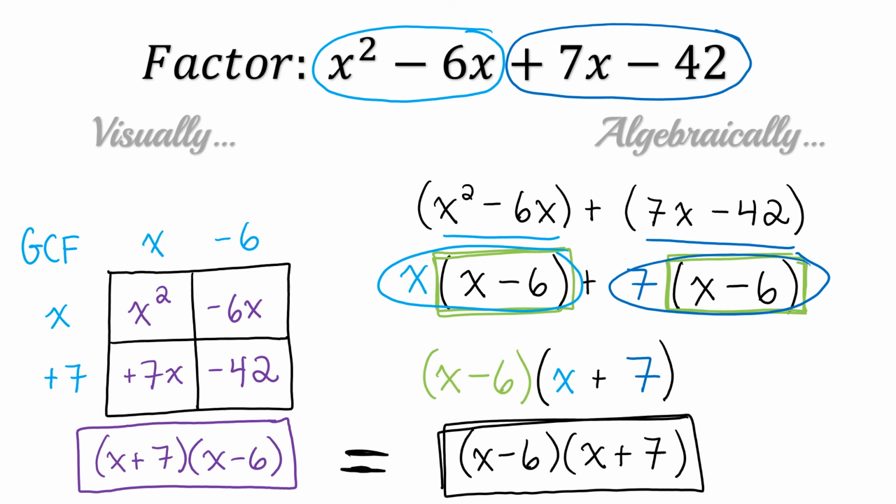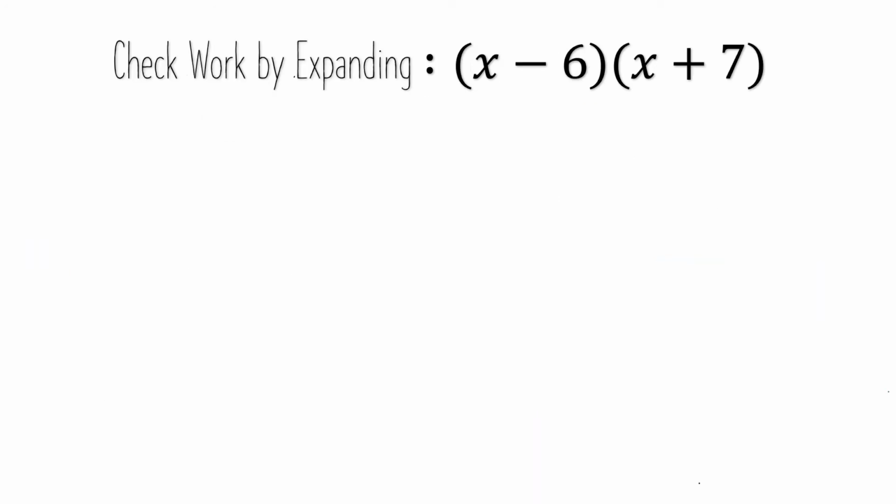These two expressions are equivalent, but let's check our answer by expanding just in case. So let's expand this. This time, let's use the arrows method. So we'll distribute the x to each term in the second binomial, and we'll distribute the minus 6 to each term in the second binomial.